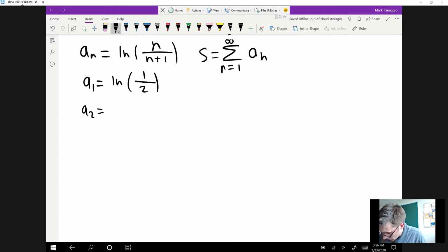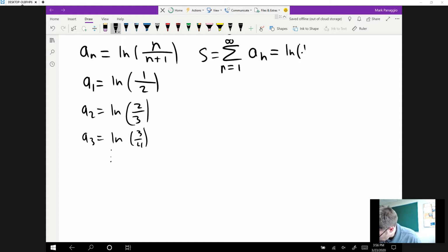And the second term would be log of, now we'll plug in n equals 2, so we'll have 2 over 3. And a3 would be log of 3 over 4. And you get the idea. Each term has the constant in the numerator 1 higher than the constant in the denominator. Now, unfortunately, although you could write this out as log 1/2 plus log 2/3 plus log 3/4 and so on, that doesn't really give us any clues as to how to figure out what the partial sums are approaching.